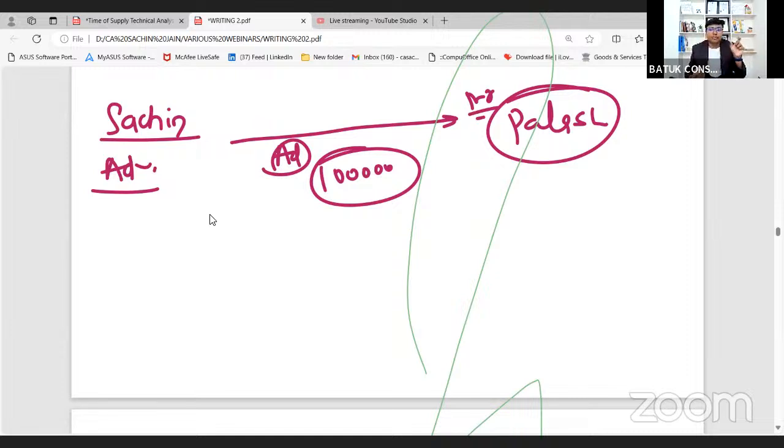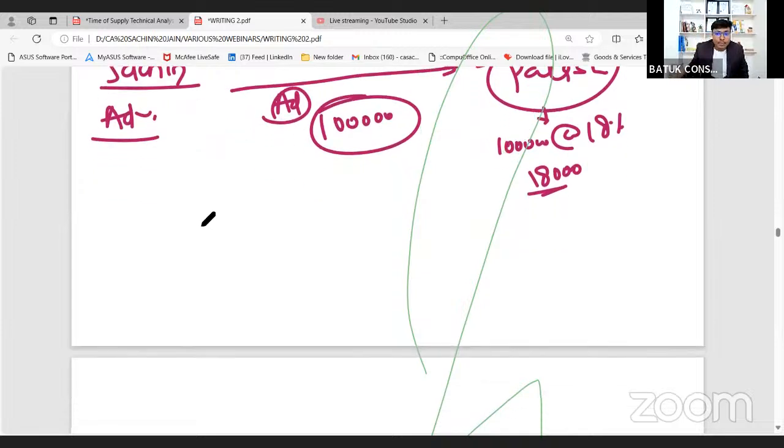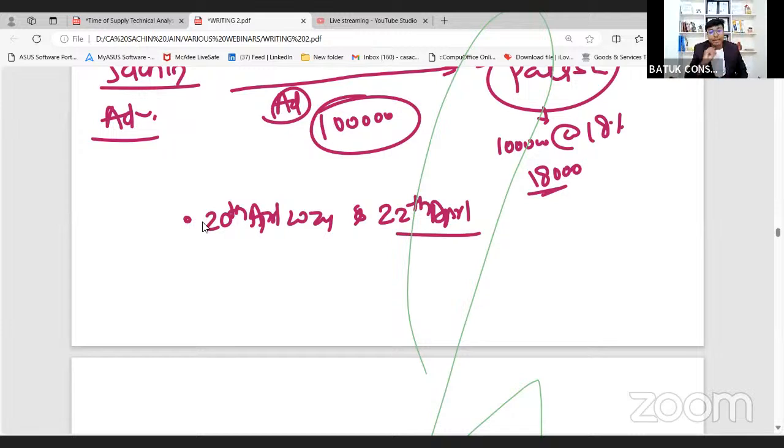So here Palash took the services, so Palash will be treated as the recipient of service. In this situation, Palash has to make the payment of taxes at 18%, that is 18,000 rupees. Now, what will be the time of supply? Suppose Palash has made the payment to Sachin Jain on 20th April 2024, and Palash has made the entries in books of accounts on 22nd April. And Sachin has already issued the invoice on 5th Feb.